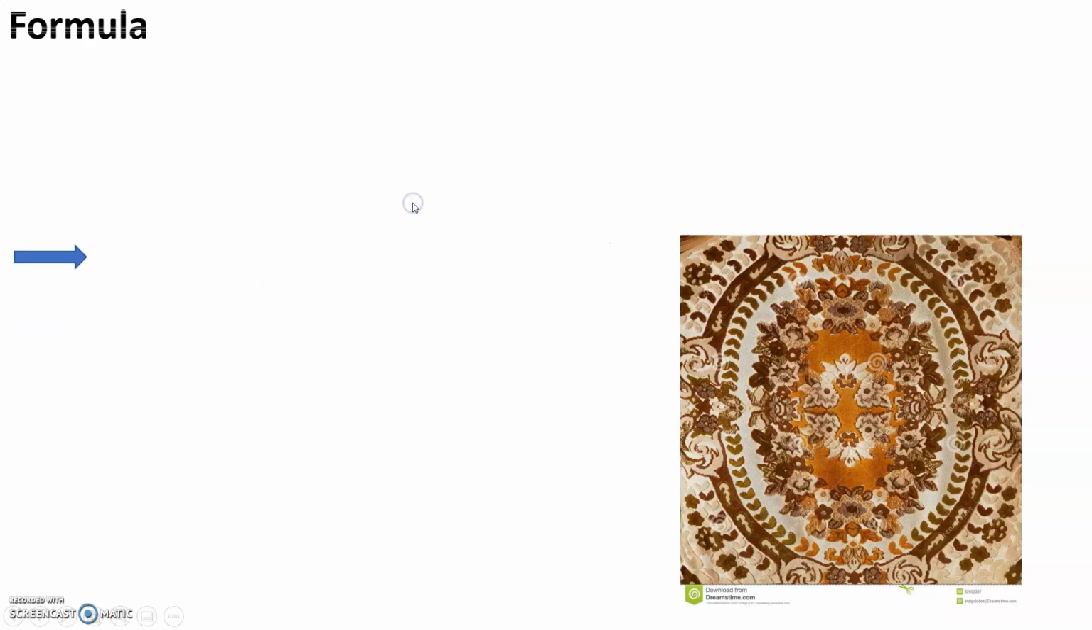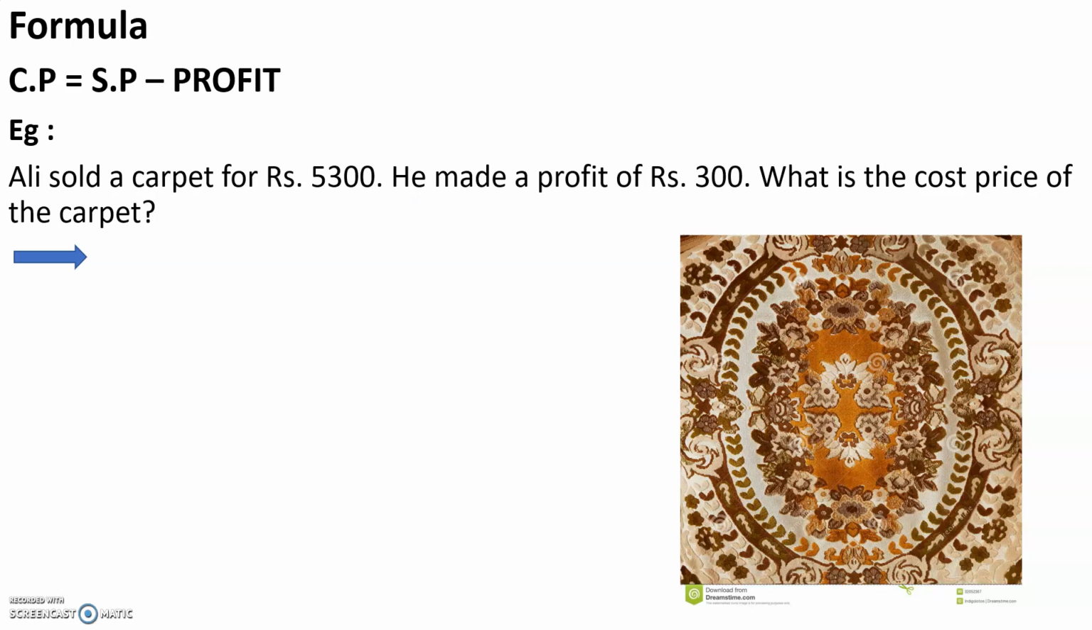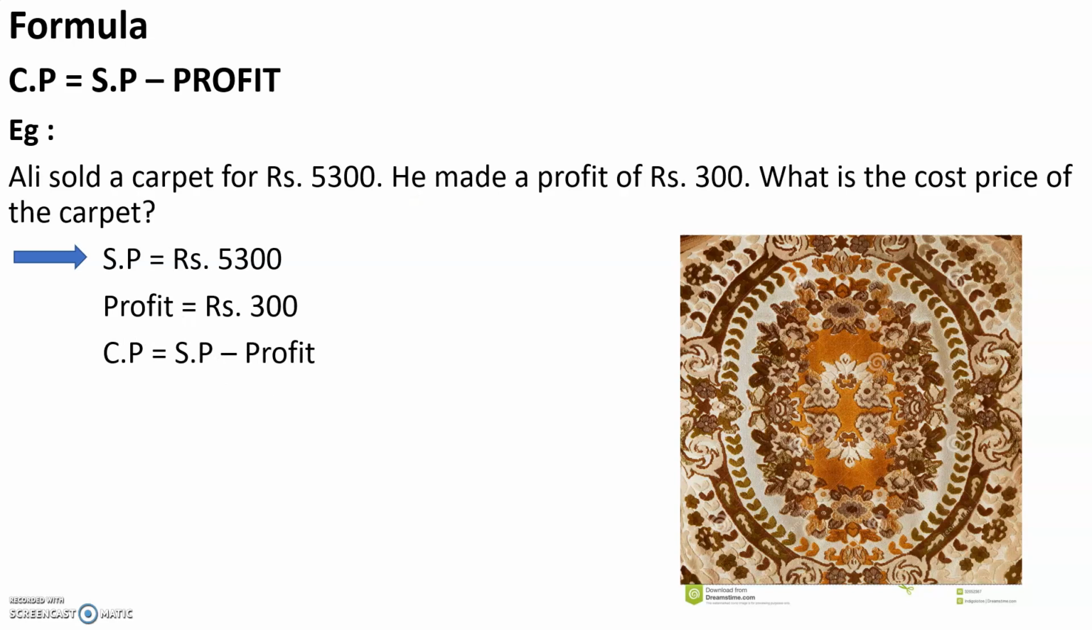Next one. CP is equal to SP minus profit. Example, Ali sold a carpet for rupees 5,300. He made a profit of rupees 300. What is the cost price of the carpet? Let's see the solution. SP is equal to rupees 5,300. Profit is equal to rupees 300. So CP is equal to SP minus profit. So 5,300 minus 300 gives you 5,000. So this 5,000 is the cost price of the carpet.